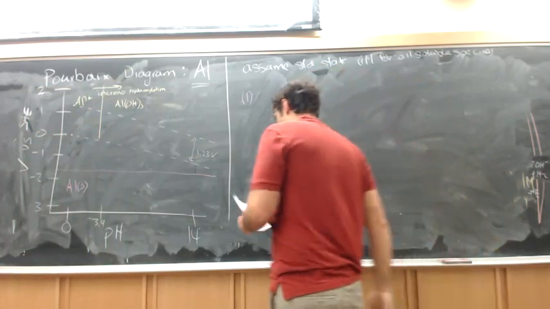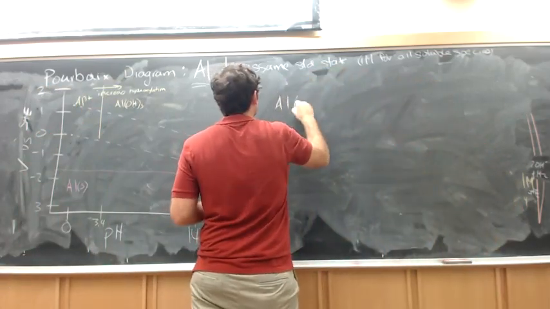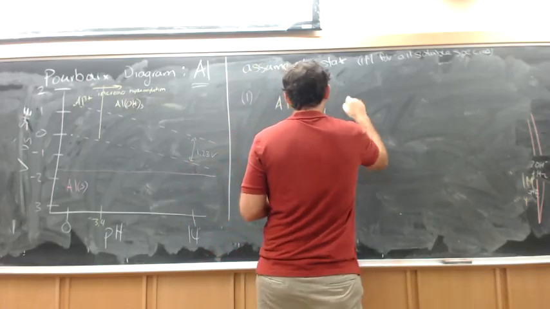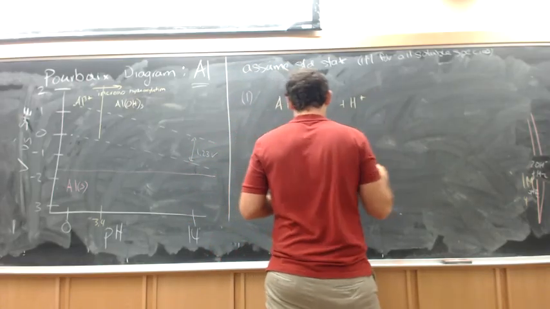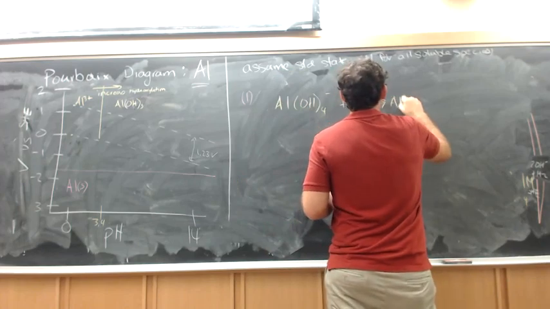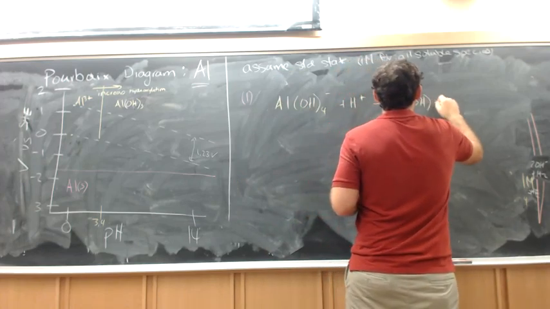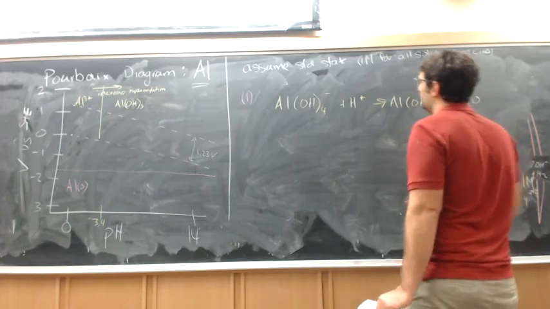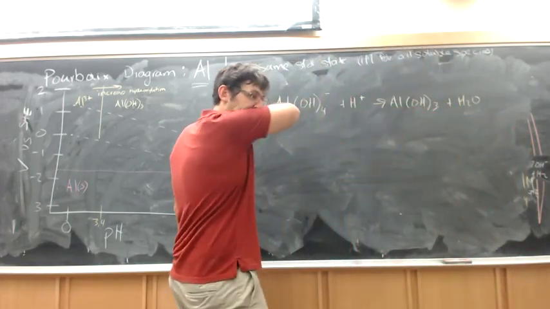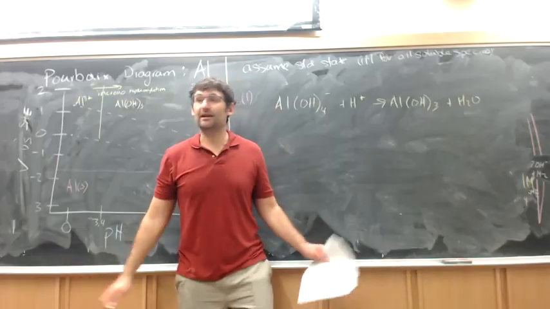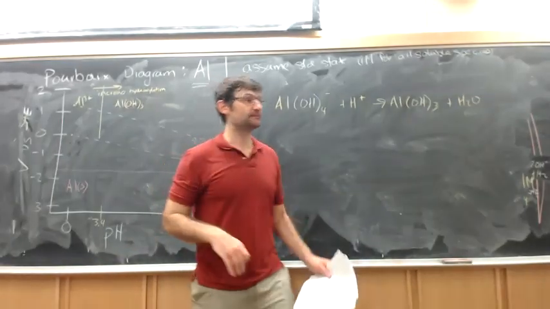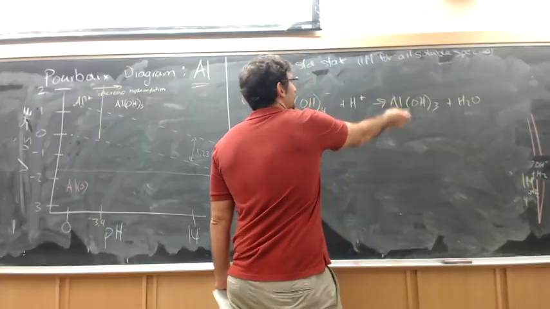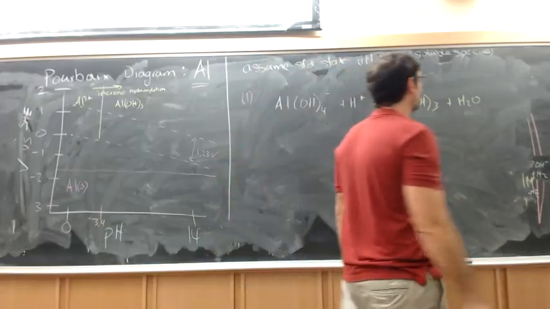So the other equilibrium is AlOH 4 minus plus H plus goes to AlOH 3 plus H2O. By the way, these are like protonation constants, actually. These are not Kas, right? Because the Ka would be for the reverse reaction. If you know this is acting as an acid, then you would write the reaction in reverse.